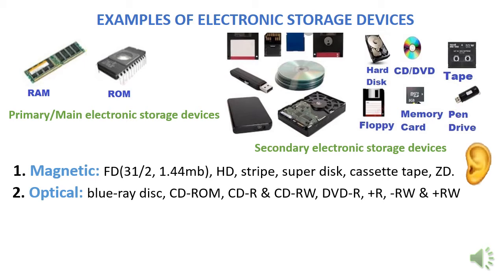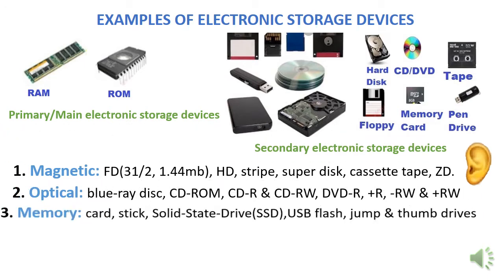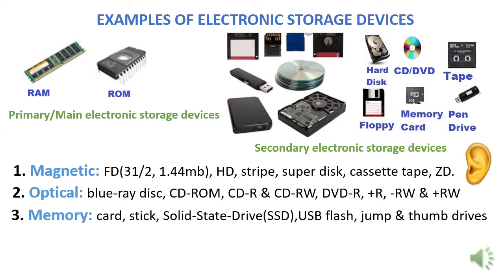Then the third type of secondary electronic storage device is the memory card family. We have the memory card itself, stick memory card, solid state drive memory card, USB flash memory card, and jump and thumb drives memory card. All these belong to the memory family of the secondary electronic storage devices.